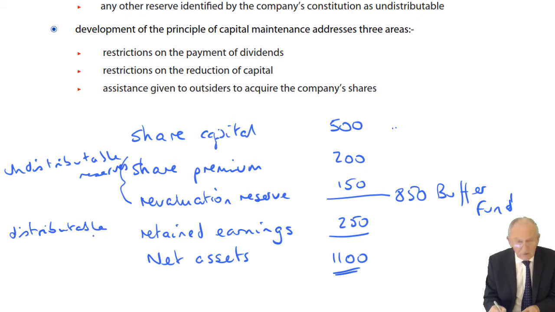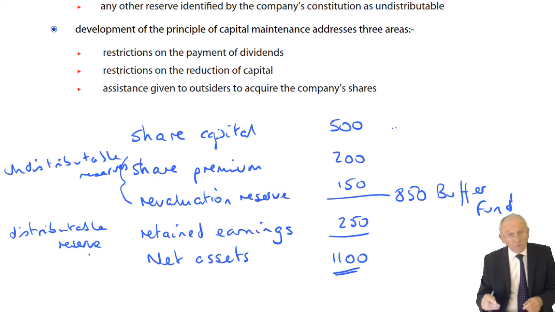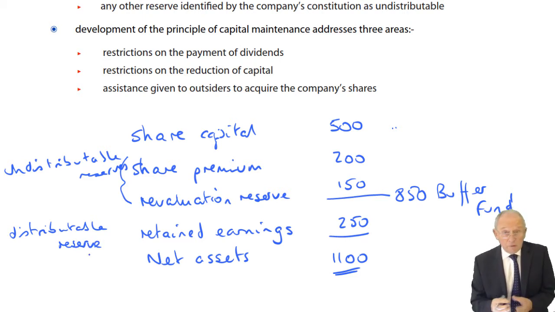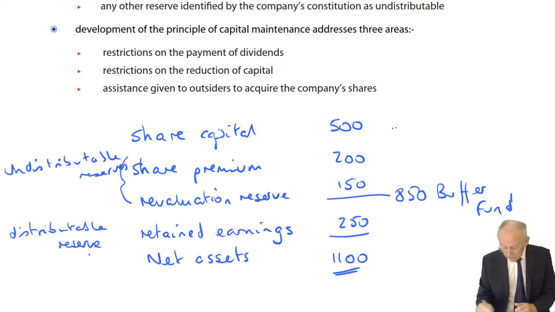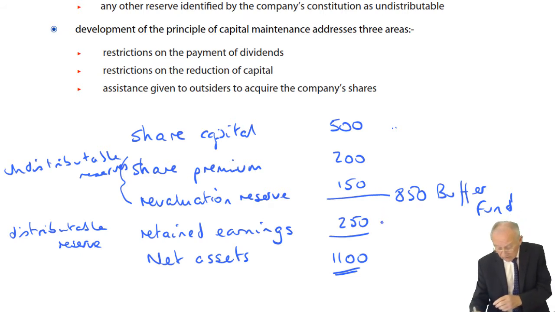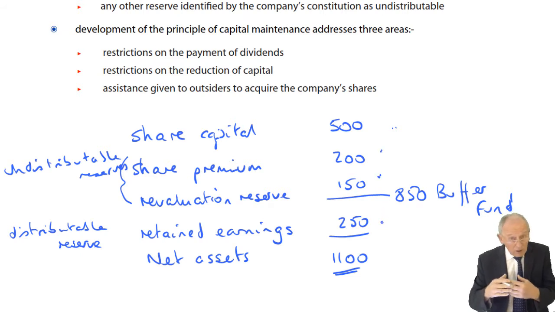And when it talks about distributability and undistributability, we're looking at distributions to the members, normally by way of dividend or possibly by way of capital repayment. And so in this very simple company that we have here, the maximum payout by way of dividend would be 250, because this other 200 and 150 are undistributable reserves. They cannot be paid out by way of dividend. So we cannot use them to finance the payment of a dividend.